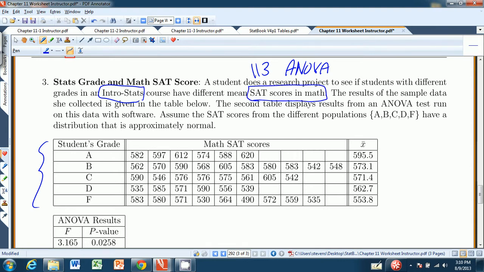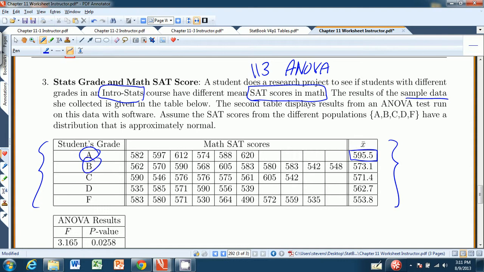All right, so we're looking, do people that get a different grade in stats class do better on the SAT? Because the quantitative portion of the SAT doesn't really have a lot of stats in it. But we're looking to see if the means are actually the same or not. So the results of the sample data are given in this table. All right. So if they got an A in stats from this sample, we see a mean of 595.5.